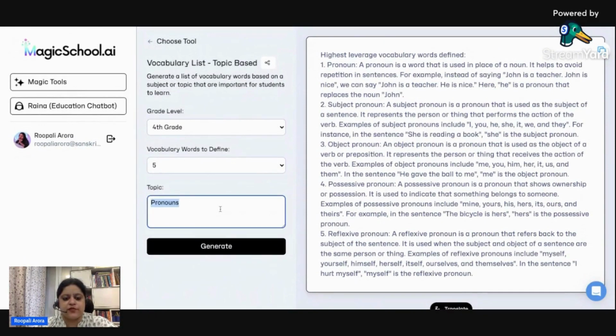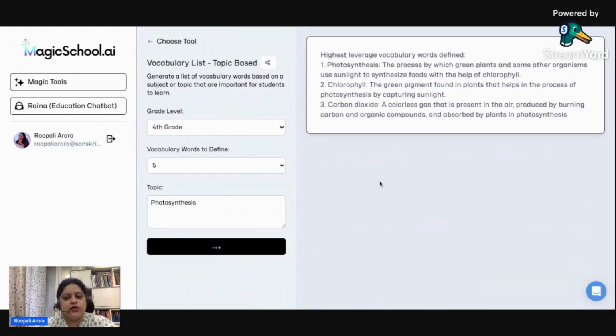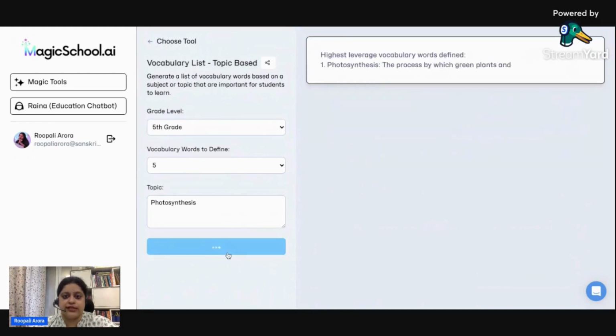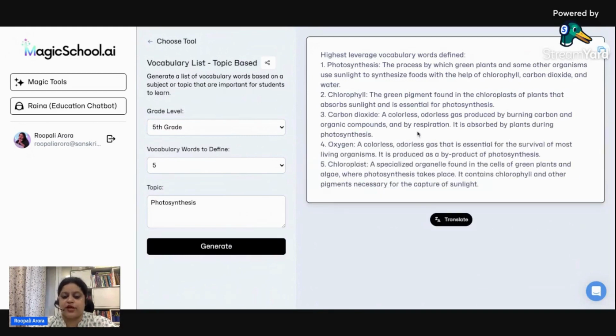So suppose I move on to a topic which is photosynthesis. It's based on science, and if I click on generate, then all the words that are related to photosynthesis will come. So photosynthesis, chlorophyll, carbon dioxide, oxygen, glucose. And if I want to level up and go to grade 5, and I click on generate, then I will see that the answers are more elaborate. It would have even more difficult vocabulary words, including, say, chloroplast.